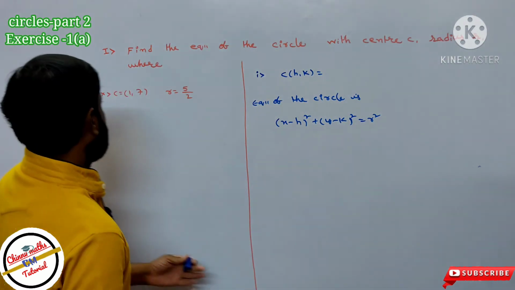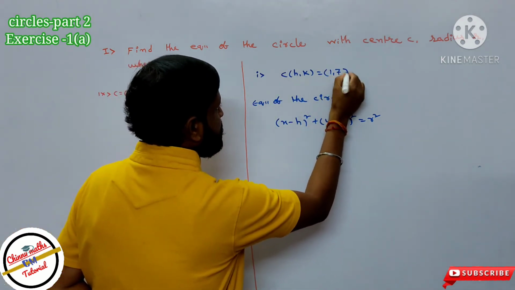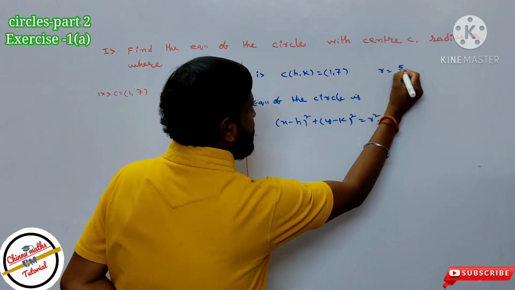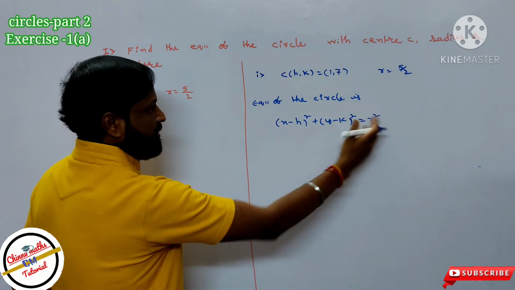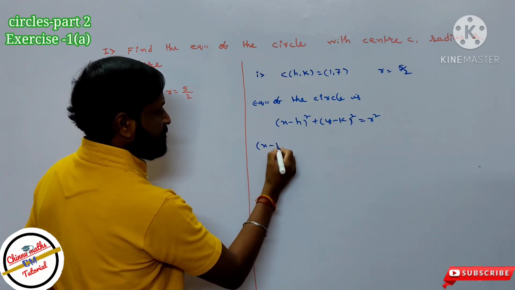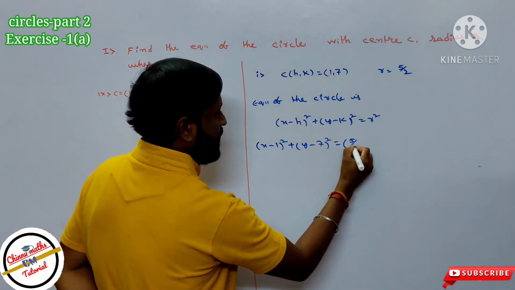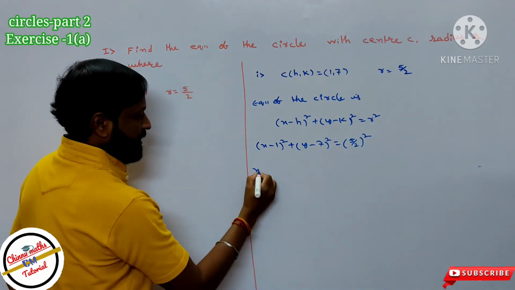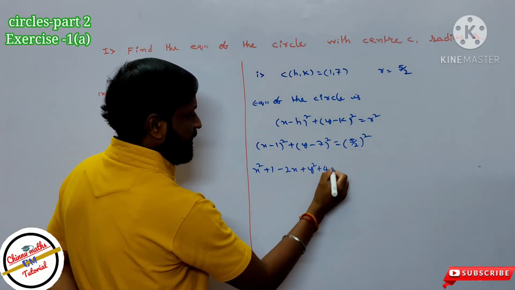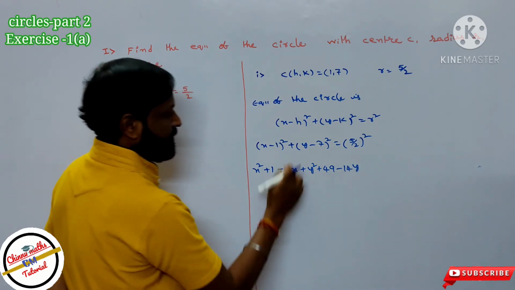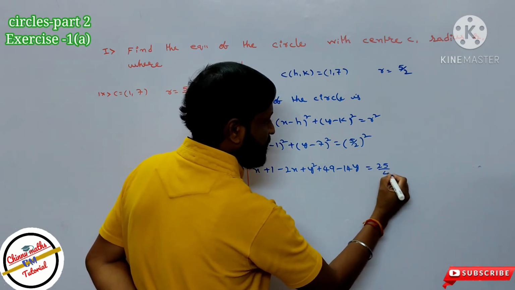Next question. Given the center C (h, k) equal to (1, 7) and the radius r equal to 5 by 2. The equation of the circle is (x minus h) whole square plus (y minus k) whole square equal to r square. So that means (x minus 1) whole square plus (y minus 7) whole square equal to (5 by 2) whole square. Then x square plus 1 minus 2x, y square plus 49 minus 14y, using (a minus b) whole square equals a square plus b square minus 2ab. It is equal to 25 by 4.